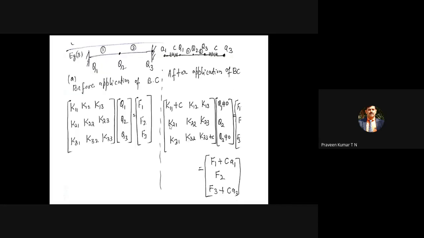Now the same thing applies if the boundary condition is applied on both sides, left-hand side as well as right-hand side. If the boundary condition is applied at node 1, then K11 is updated. This is the original equilibrium equation. Now K11 is updated to K11 plus C. In a similar way, we apply the boundary condition at node 3, so the third diagonal element is modified to K33 plus C. The original value is K33, and the updated value is K33 plus C.